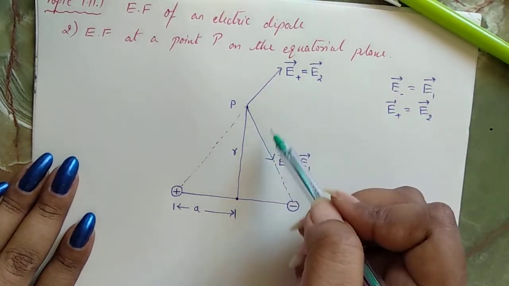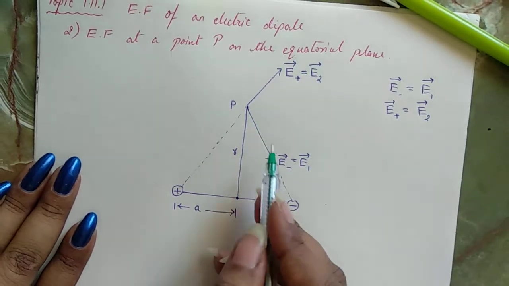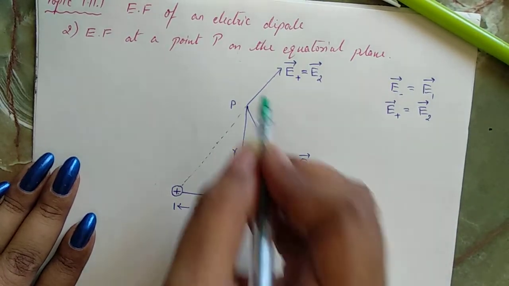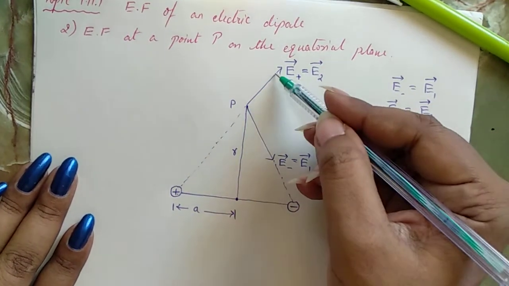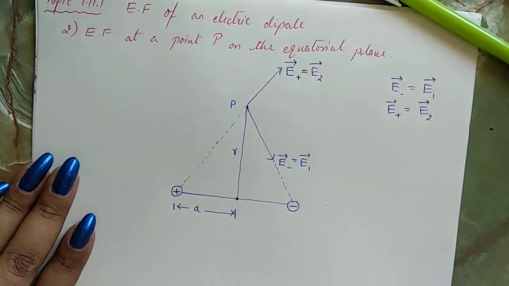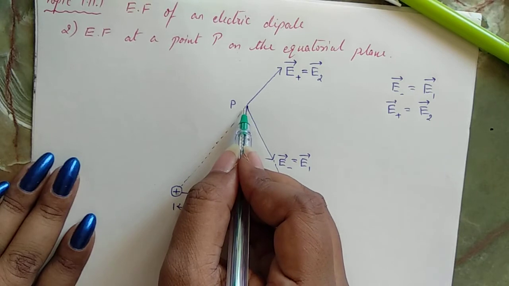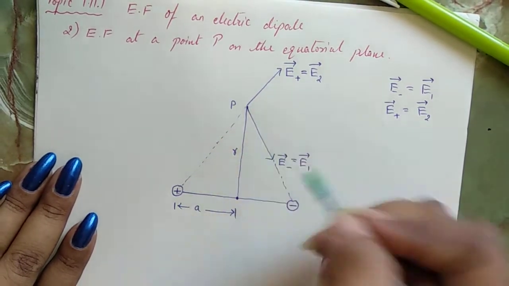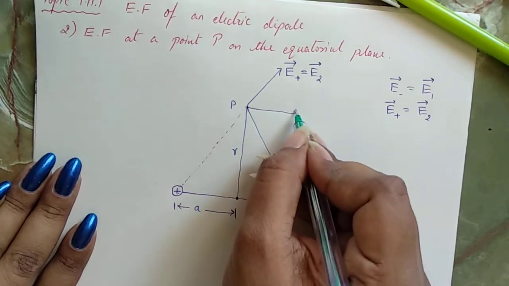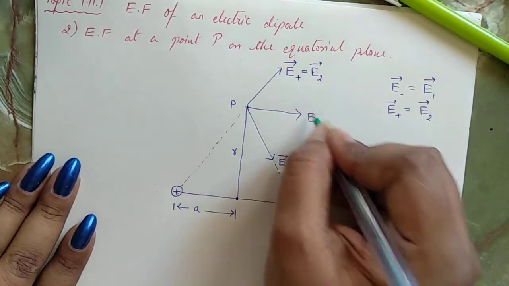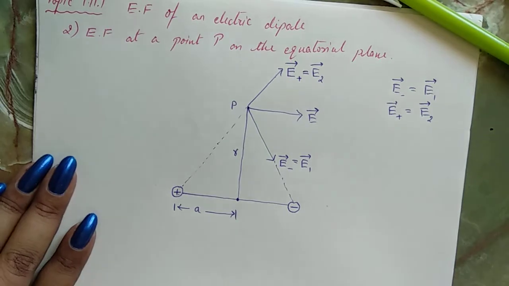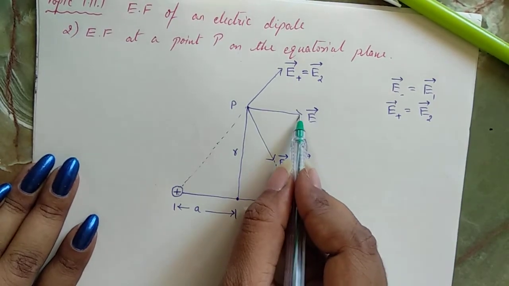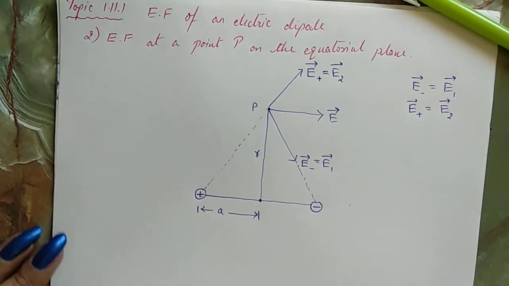Now these two vectors are the electric field due to positive and negative charge at point P, and the resultant addition of these two vectors is going to give me the resultant electric field at point P. Now by using the law of parallelogram, the resultant of these two will be in this direction. So this is the resultant vector E. Now I need to calculate the value of this vector E.